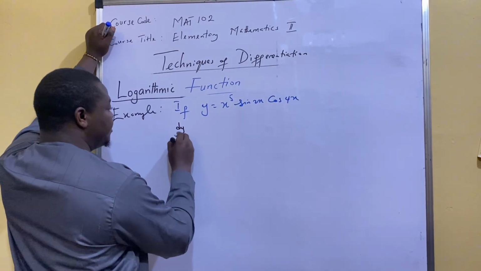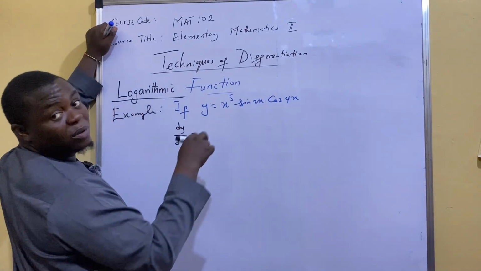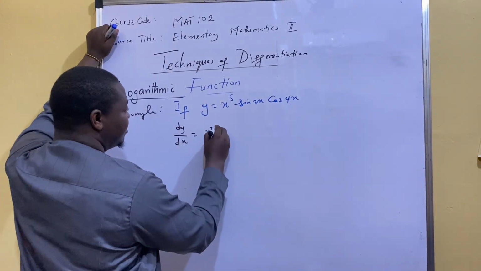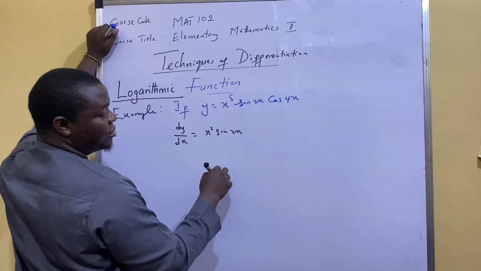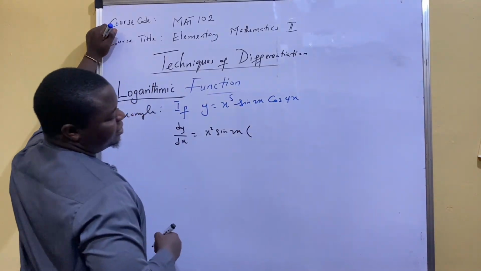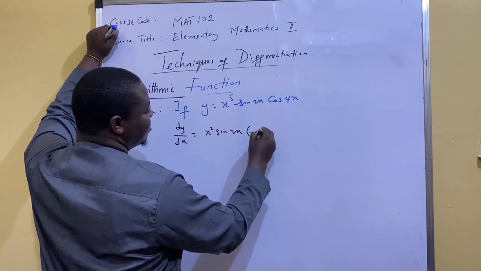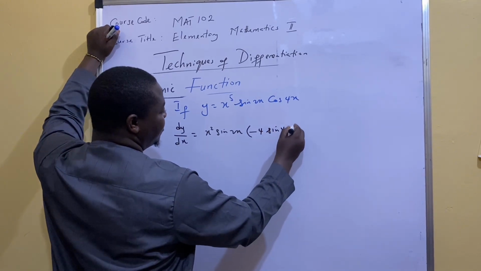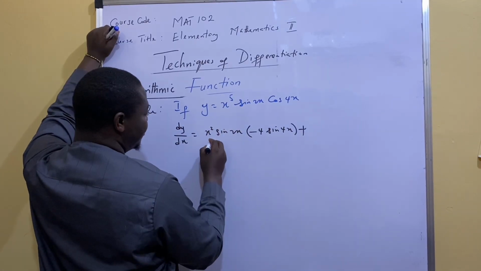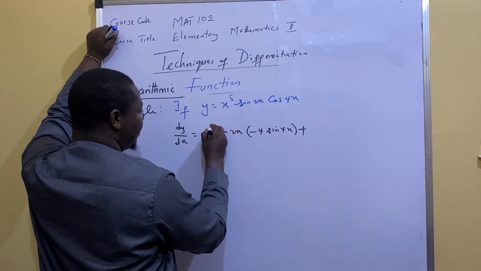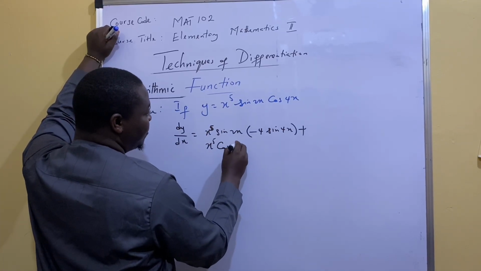dy/dx equals, okay, keep all the products. So keep u and v, differentiate w. Differentiate this, what would that give us? Minus 4 sine 4x, plus. Now keep u and w, which is x to the power 5. Why am I writing x to the power 2? x to the power 5 cos 4x.